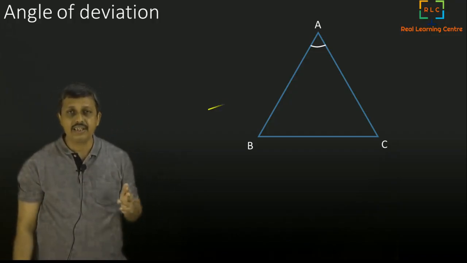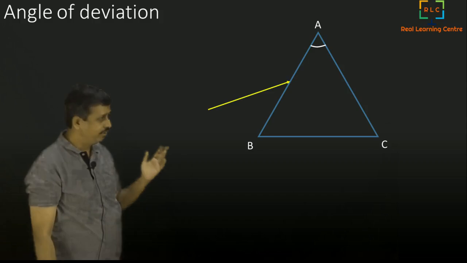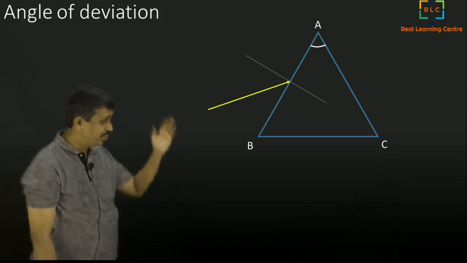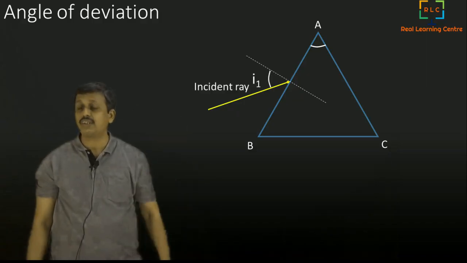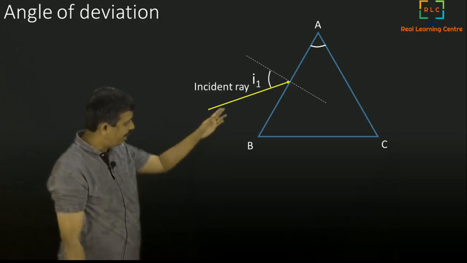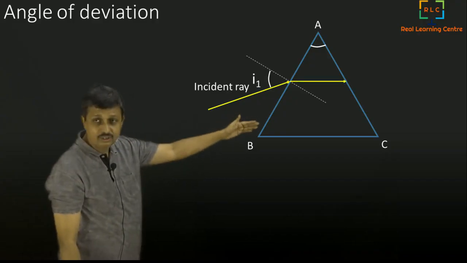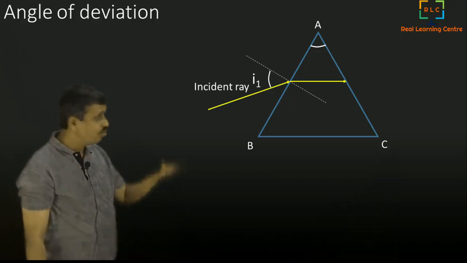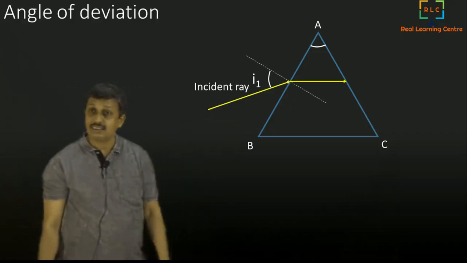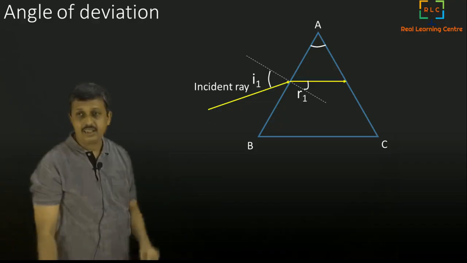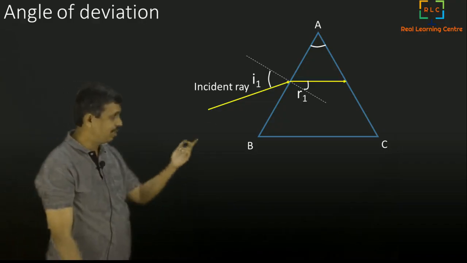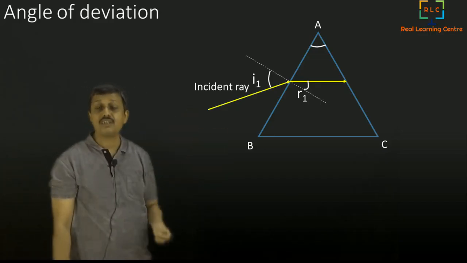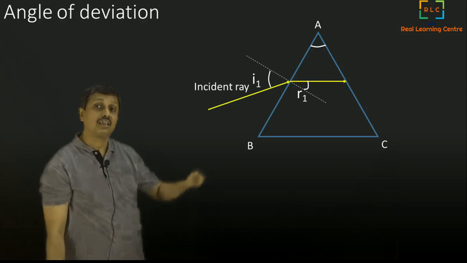Now if you get a light to pass through this, one light ray comes here, and you draw, for example, a normal, and it bends towards the normal. This is the incident ray and this is the angle of incidence, I1. It goes inside and touches the other side too. This angle is R1, the refracted angle. So sin I1 by sin R1 is the refractive index of the glass.